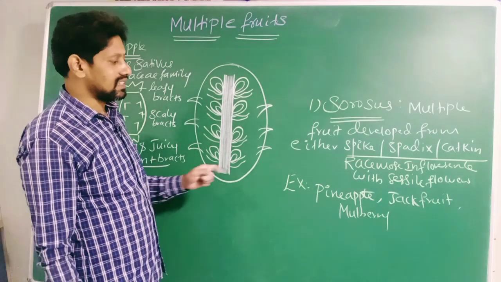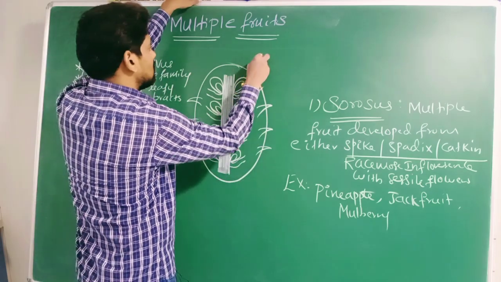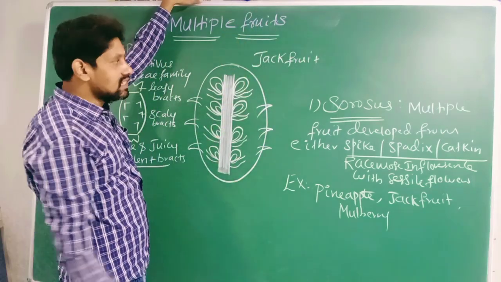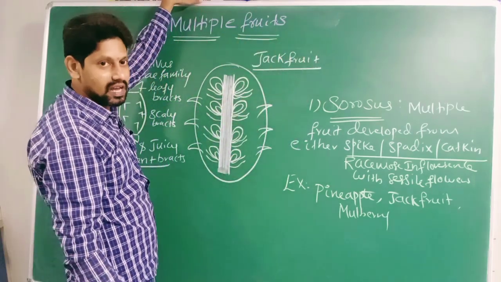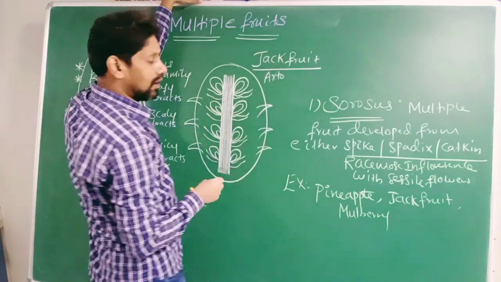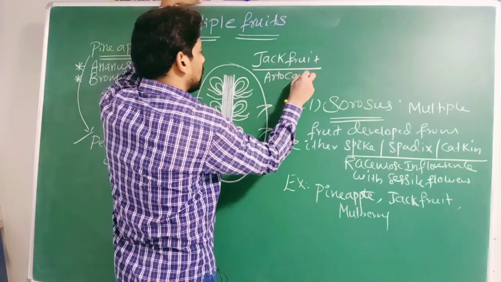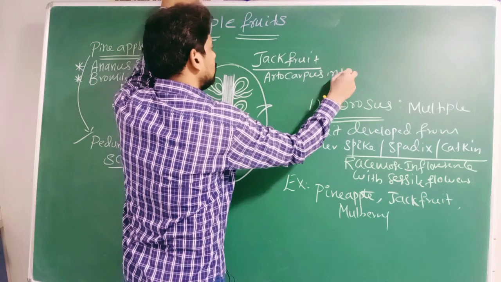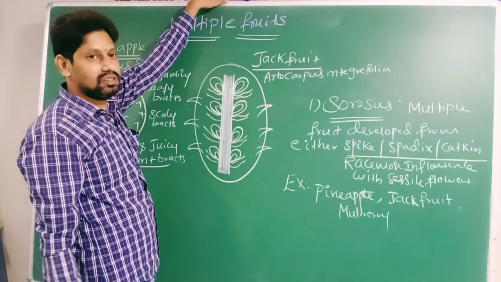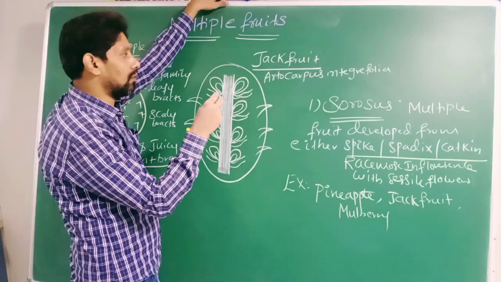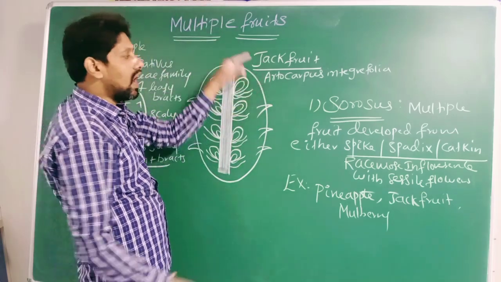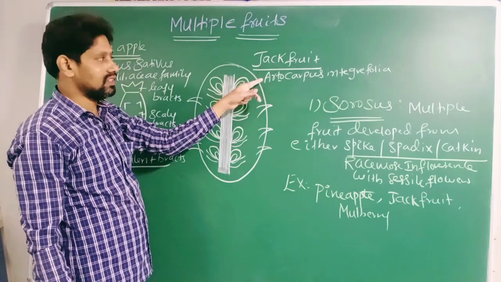Go for the second example. The second example is jock fruit. The scientific name of jock fruit is Artocarpus integrifolia. Artocarpus integrifolia is its scientific name.